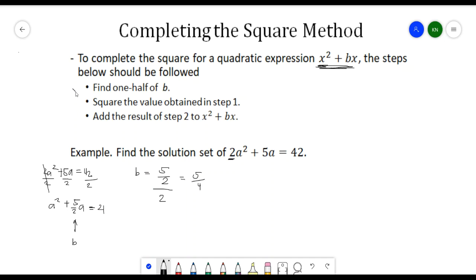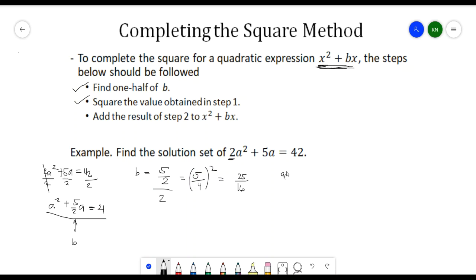Afterwards, we do step 2, which is to square the value obtained in step 1. So we need to square this one. 5 times 5 is 25, and 4 times 4 is 16. So we already have this, and this is checked. The last step is to add the result of step 2 to x squared plus bx. So we just need to add that here in our equation.